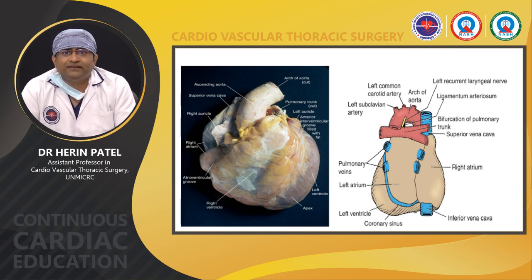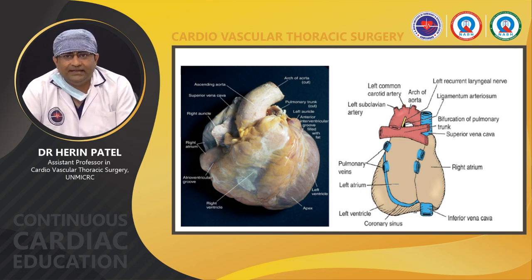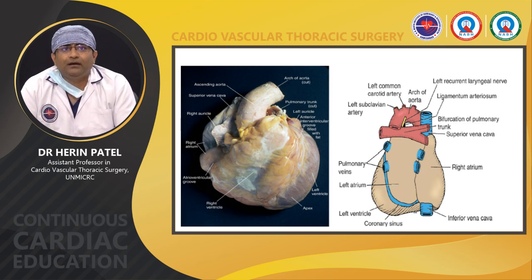The posterior surface, which is also known as the base of the heart, is formed chiefly by the left atrium and the right atrium. The base of the heart extends up to the bifurcation of the main pulmonary artery and downwards up to the coronary sinus.